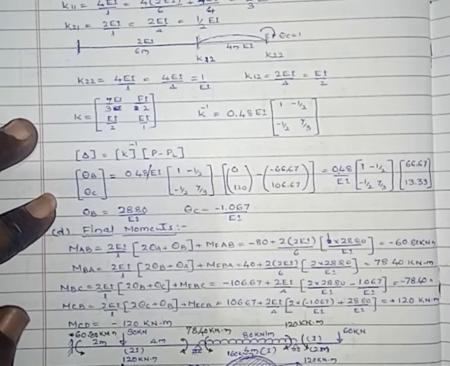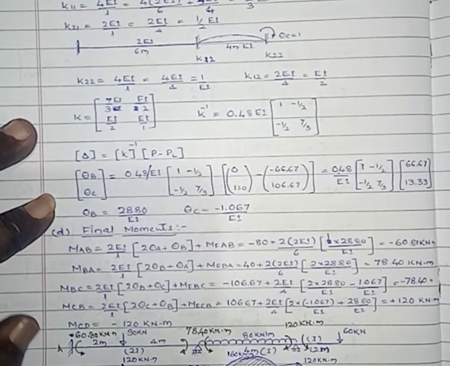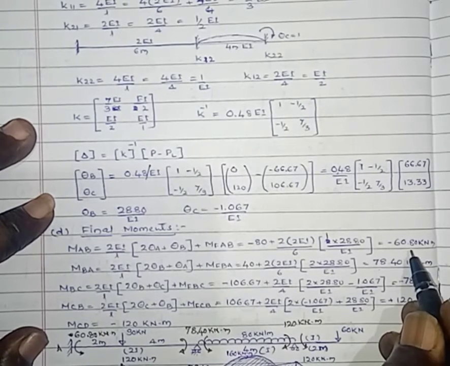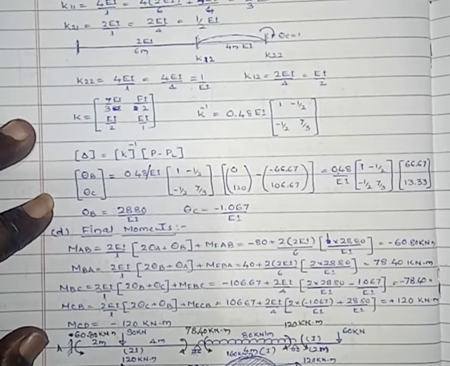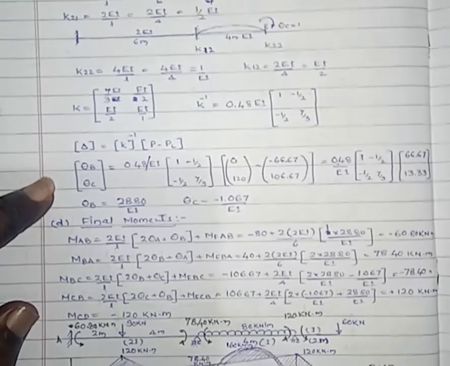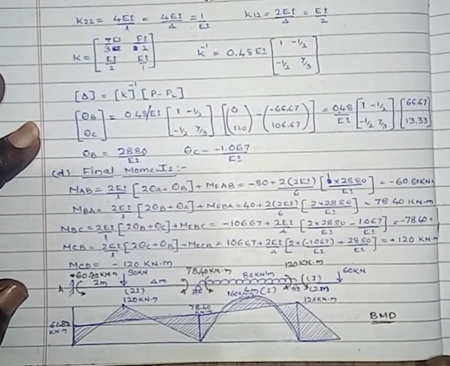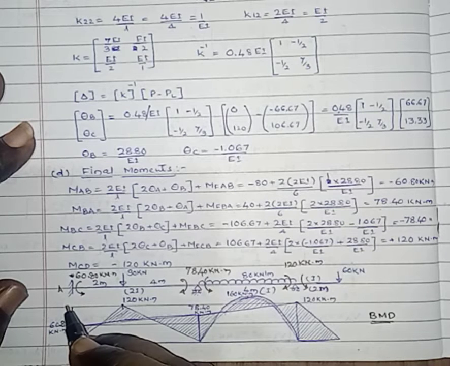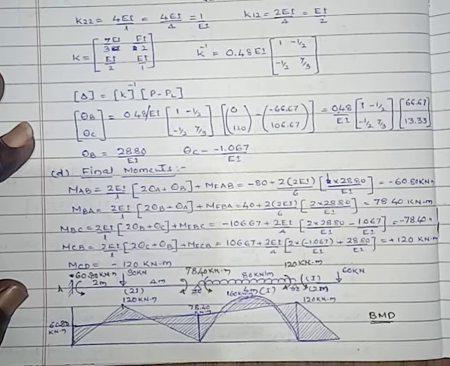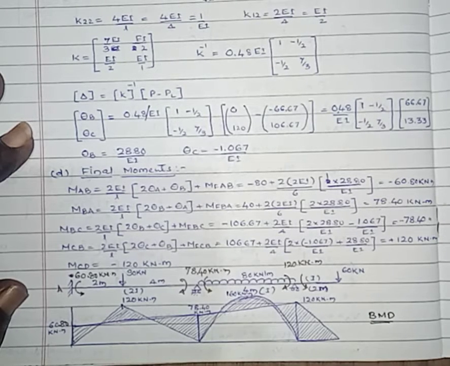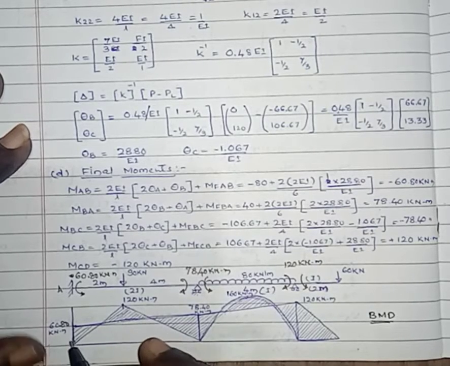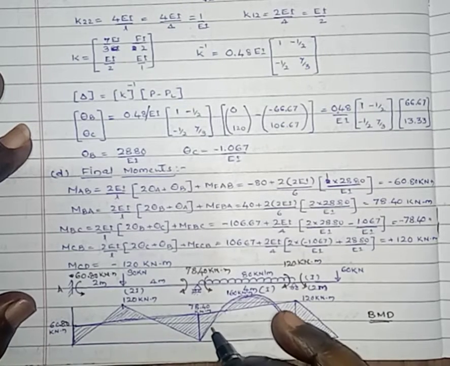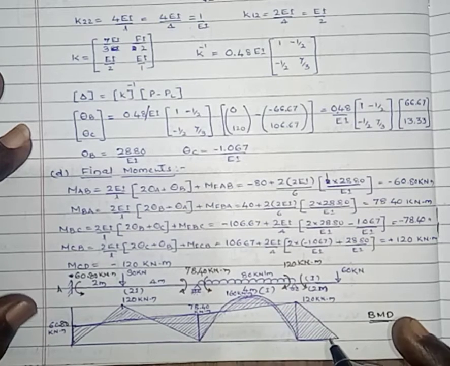Then at support A, the support moment is 60.80, that is hogging. Now draw the ordinate of 60.80 kilonewton meter by considering a suitable scale at A. This is the ordinate. For support moments, we can represent the hogging moment above the reference line and the sagging moment below the reference line.